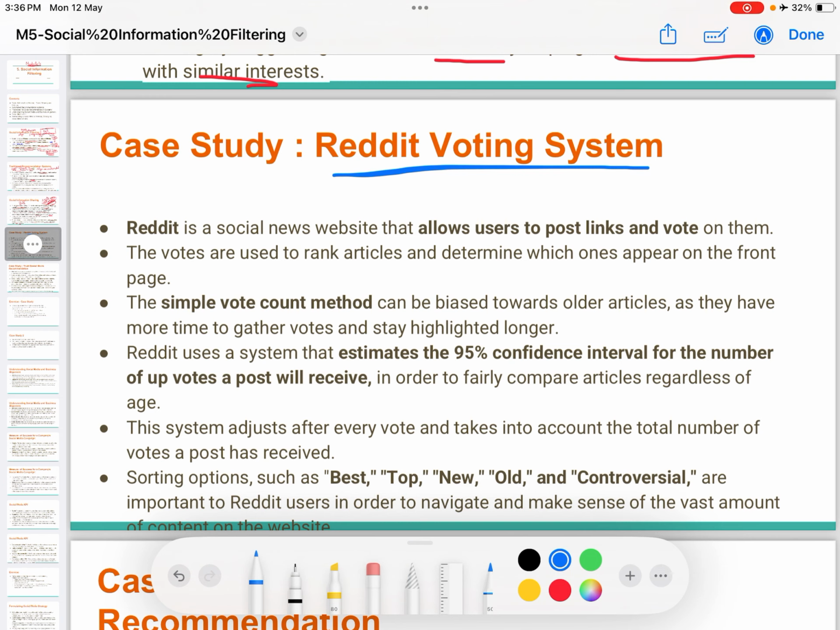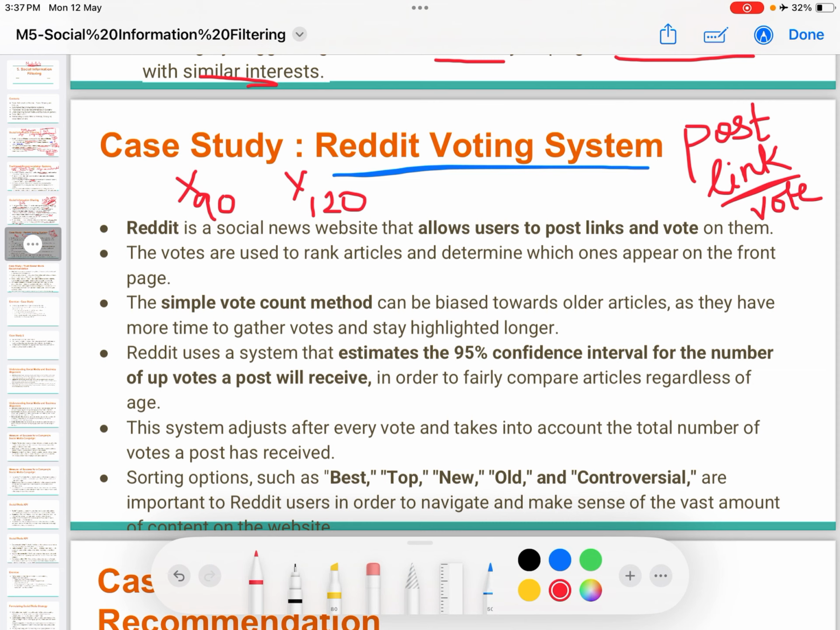So what does Reddit do? Basically, Reddit allows users to post some links. So the user will post the link and it allows them to vote on the links. Now the votes are used to rank articles and determine which one appears on the front page. So for example, there is an article say X and there is an article say Y. If X receives 90 votes and Y receives 120 votes, then Y is better. More people liked the Y article. Therefore, the Y article will appear on the front page.